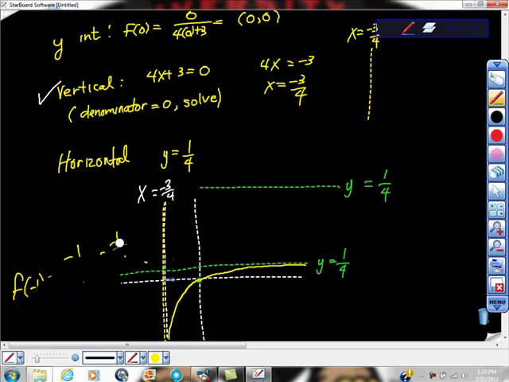So it's somewhere about here, isn't it? I'll get rid of all this. What did I do wrong? Was it just x at the top? Yeah, just x at the top. Negative 1, right? 4 times negative 1 plus 3 equals negative 1 over negative 4 plus 3 equals negative 1 over 1.